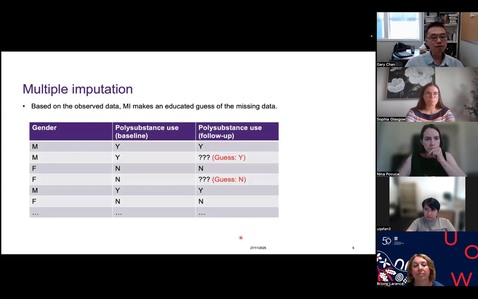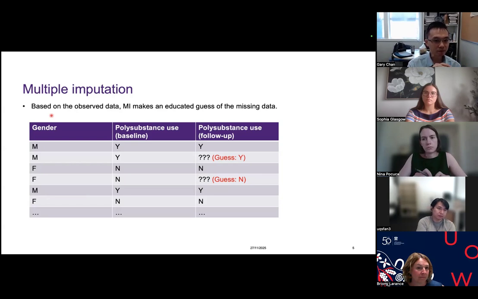So to give you a quick, non-technical overview of why it works, I use these examples: based on observed data, multiple imputation makes an educated guess of the missing data. For example, we know that males are more likely to use drugs. If we're measuring polysubstance use at follow-up, we know that males are more likely to engage in polysubstance use. We also know that people who engage in polysubstance use at baseline are more likely to engage in polysubstance use at follow-up anyway.